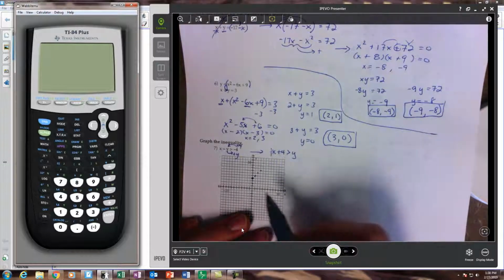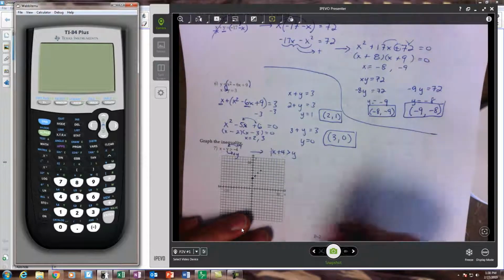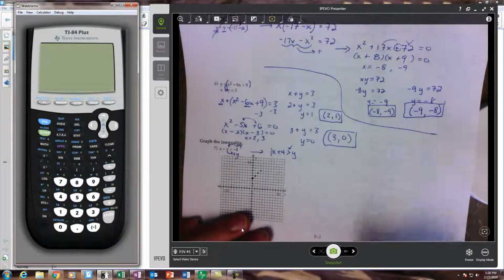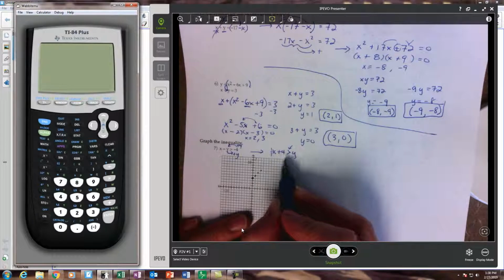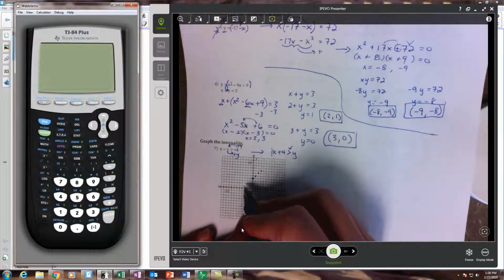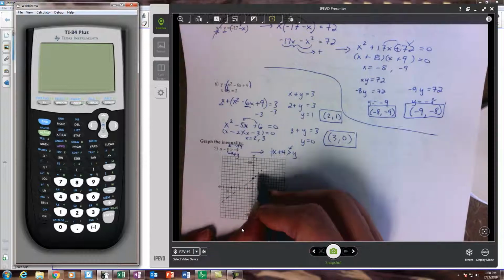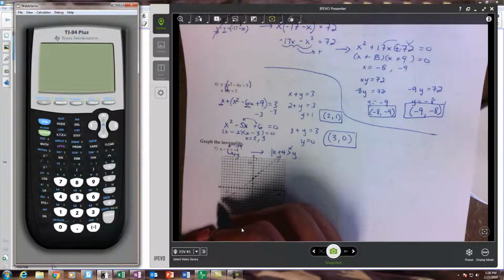The next thing I need to look at is, is this a solid or a dotted line? If we look at our inequality sign, it doesn't have an equal to bar underneath it. If we had that bar there, it'd be solid. But as it stands, it's a dotted line. Okay, so there's my line.